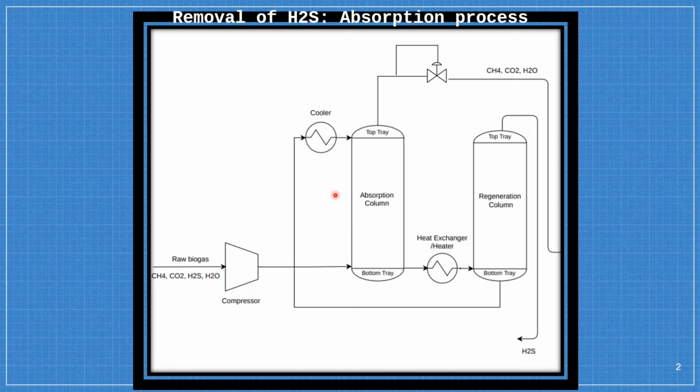When the amine solution inside the column is already saturated, it is then regenerated by using the boiler to heat the solvent and then to dissolve the acidic component, which is hydrogen sulfide.